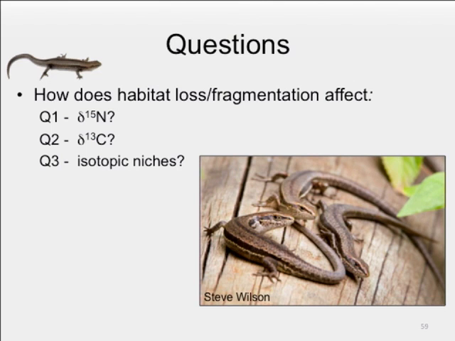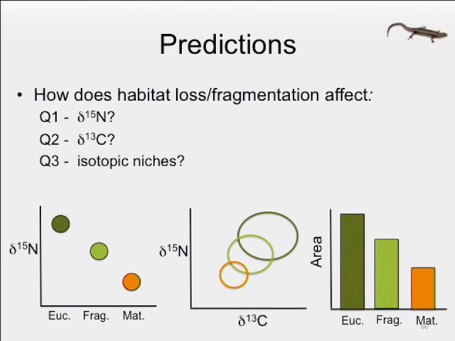So the questions in this part of the talk are, how does habitat loss and fragmentation affect nitrogen-15, carbon-13, and the isotopic niches that are made up of those two axes? So what should we expect to find? Well, theory often applied to fragmentation tells us that we should expect to find a collapse in trophic structure with fragmentation, such that species that are of higher trophic levels should suffer declines or extinctions preferentially over species of lower trophic levels. And so if this is going on in the invertebrate food web, and it's being represented by these skinks, we should expect the values to be highest in that continuous eucalypt forest, lower in the fragments, and lowest in the matrix.